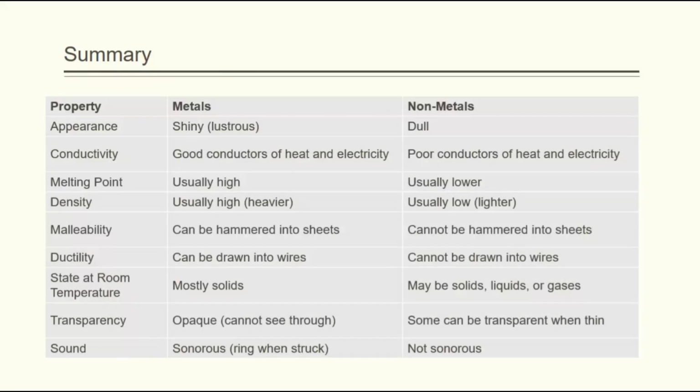Now let's summarize all that we have learned so far. Appearance. Metals are shiny or lustrous, but non-metals are dull. In terms of conductivity, metals are good conductors of heat and electricity. However, non-metals are poor conductors of heat and electricity.